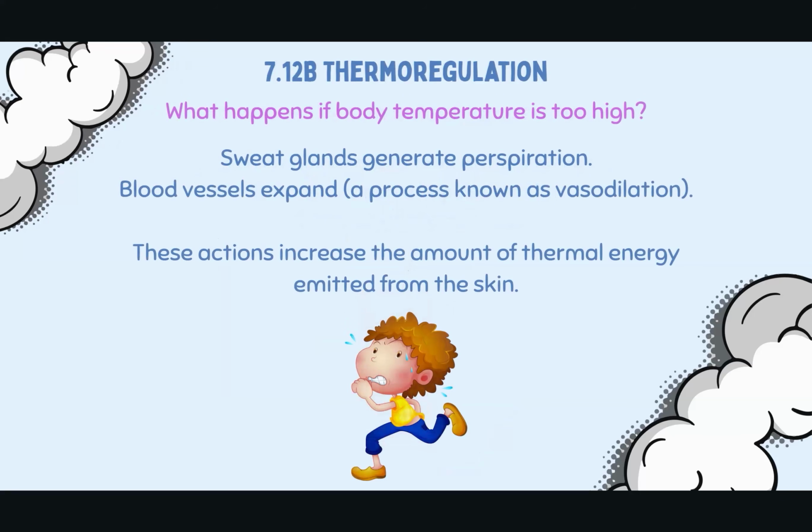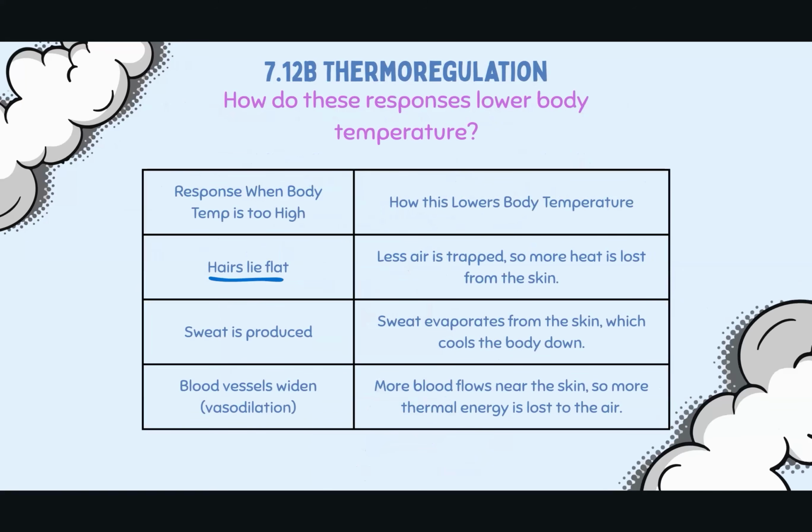we start sweating. Sweat glands generate perspiration, meaning we sweat. The blood vessels expand, in other words, vasodilation. And our hairs lie flat. Now, when our hairs stand up, air gets trapped in between, and air is a very good insulator, so it keeps the heat in. In this case, the hairs lie flat because less air is trapped, so more heat is lost from the skin.